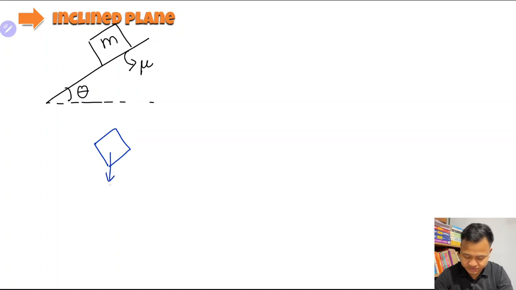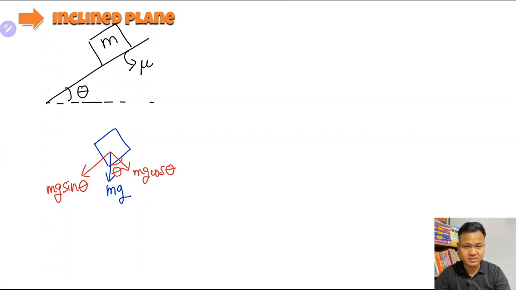Similarly, you have mz downwards. Okay, I can split this mz into mz sin theta and mz cos theta. So here you have theta. In all of the questions, you'll have mz sin theta along the plane and mz cos theta perpendicular to the plane. Okay, so remember that one.